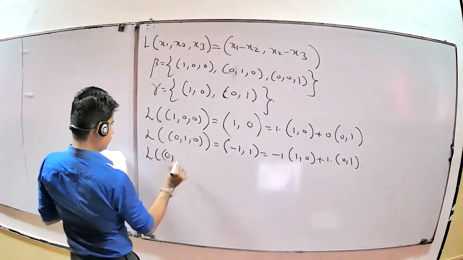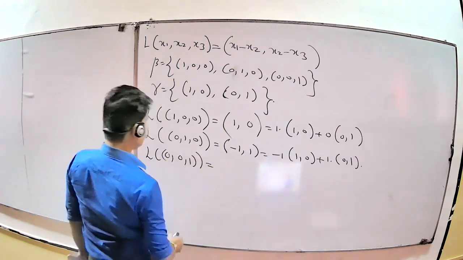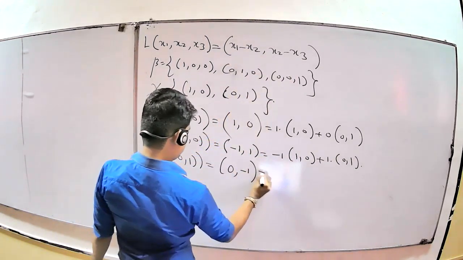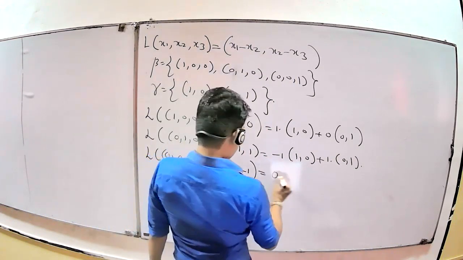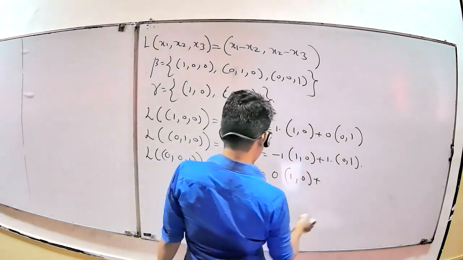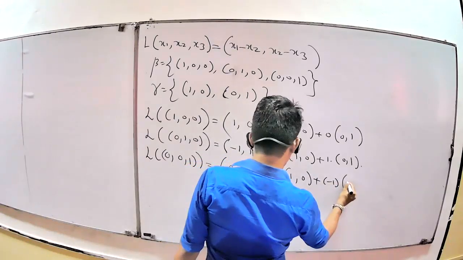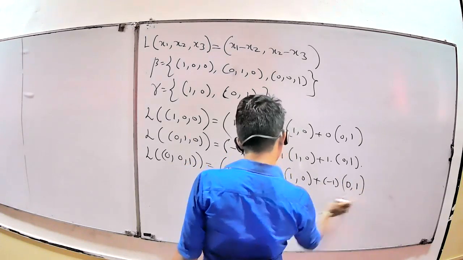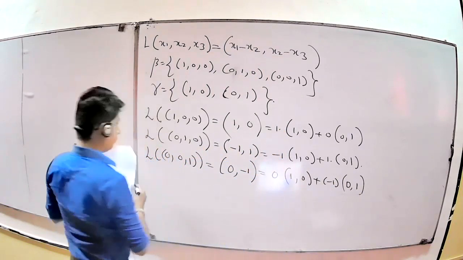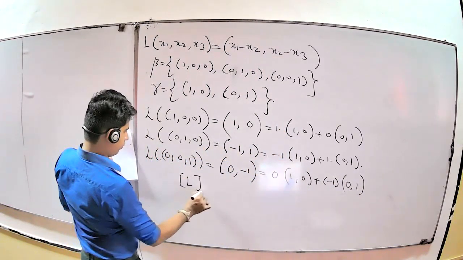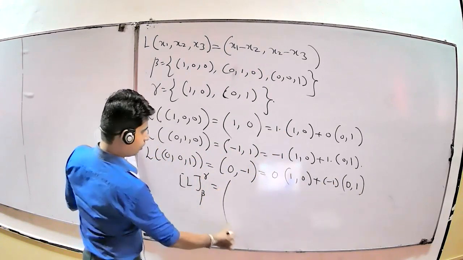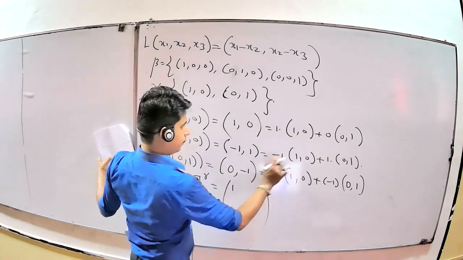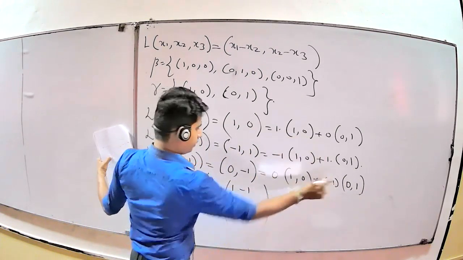L of 0, 0, 1 equals x3: 0, minus 1. So 0 times 1, 0 minus 1 times 0, 1. Therefore, your representation matrix of L with ordered bases beta and gamma equals this matrix. You write it column-wise: 1, 0, minus 1, 1, 0, minus 1.